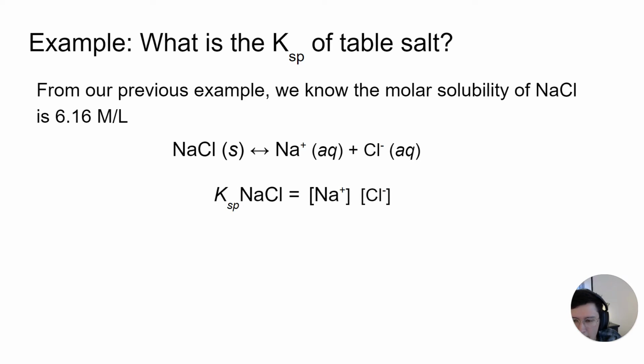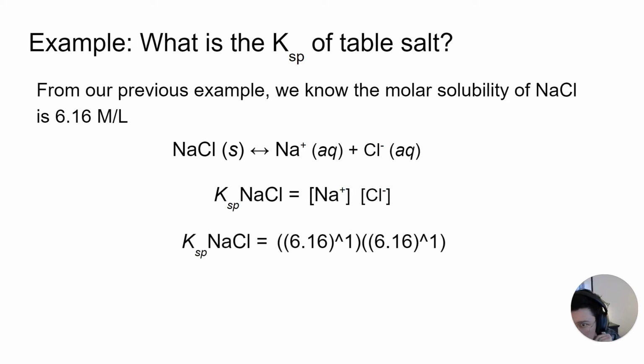And just like how we calculate all K values, we'll do the product of the products over the product of the reactants' concentration. In this case, because sodium chloride is a solid, we are going to omit it from our K calculation here. And because we have 1 mole of sodium and 1 mole of chloride for each mole of NaCl that we put in, just plug those in. And the exponents here are just to show that if you had subscripts, this is where they would come into play.